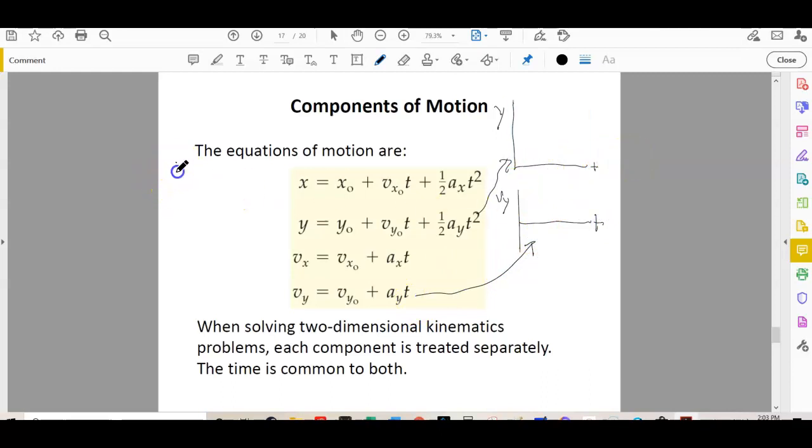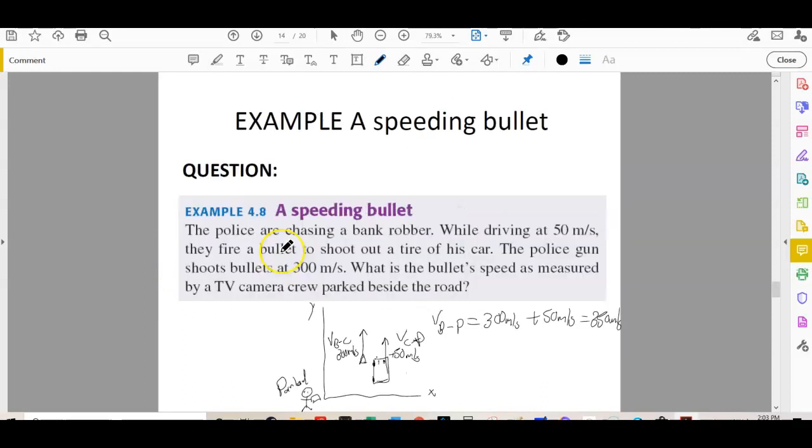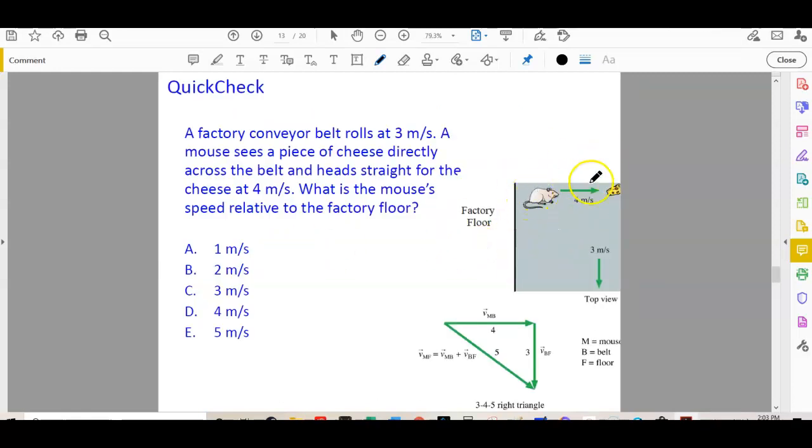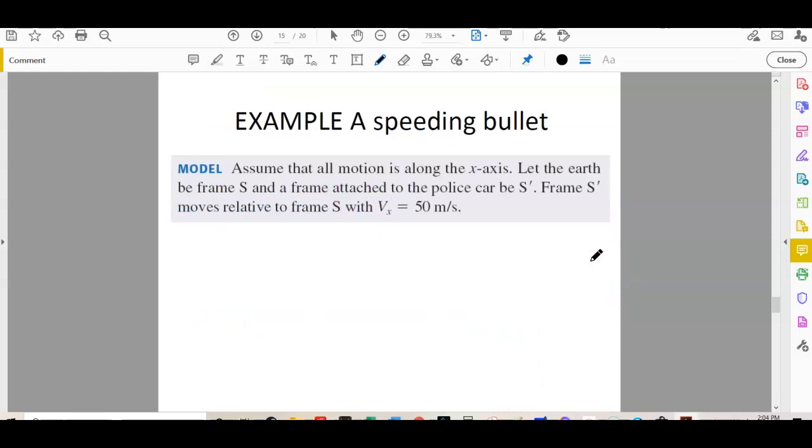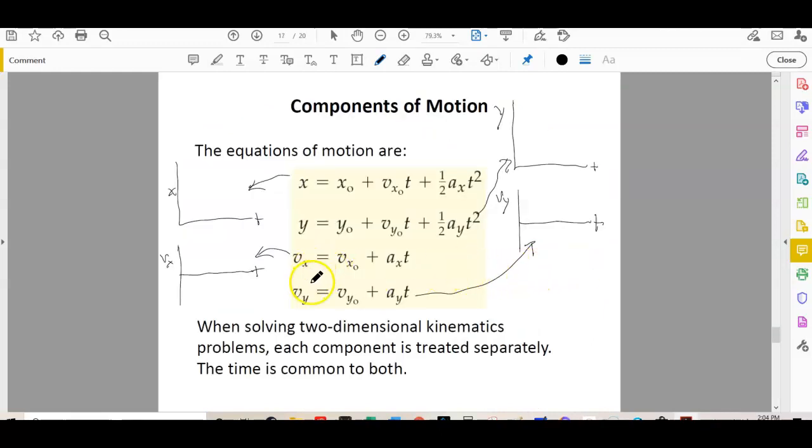You also have an X direction motion versus time curve fit, and then a velocity in the X direction versus time fit as well, which is what we've been kind of doing. We did that back here with the mousey. It had a velocity in the X direction, and it was on a conveyor belt moving in the Y direction, but we were using only constant velocities. Now we're going to throw in accelerations, so there's going to be an X direction acceleration and a Y direction acceleration.